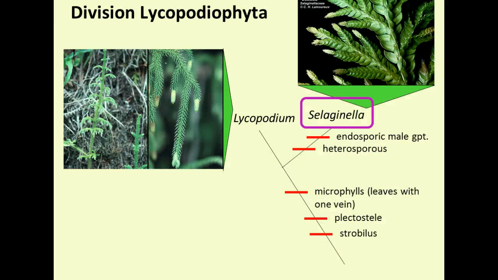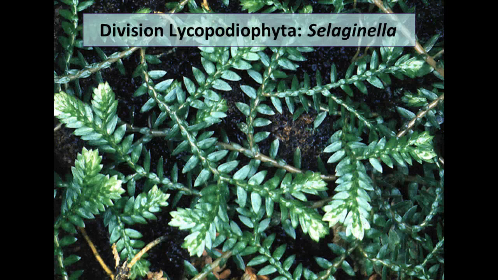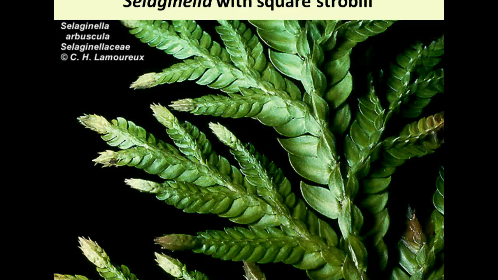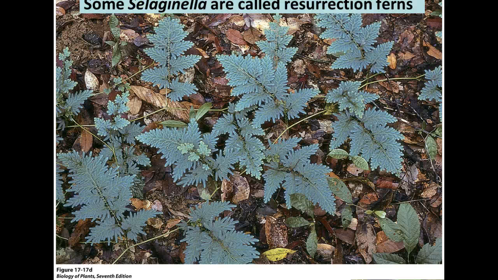So let's talk about Selaginella, which is in division Lycopodiophyta, but looks almost nothing like its sister group, Lycopodium. Here's an example of some Selaginella, and there are a number of different species. Here are square strobili. These lighter tips right here are the actual strobili. If you didn't know what you were looking for, you would probably say those are new developing leaves or something. They're not. Some of them we call resurrection ferns.